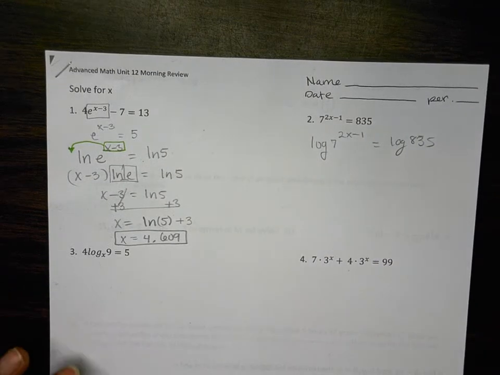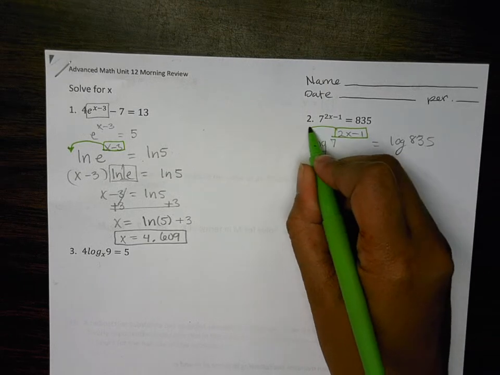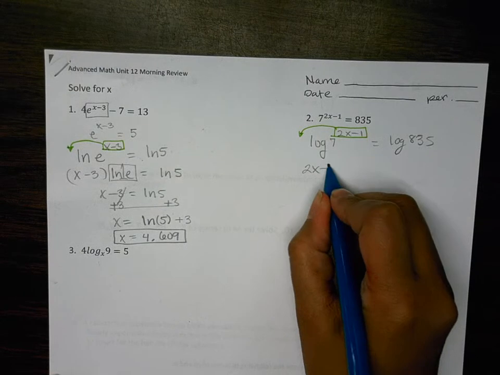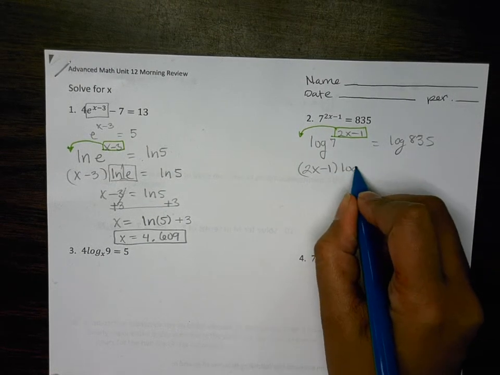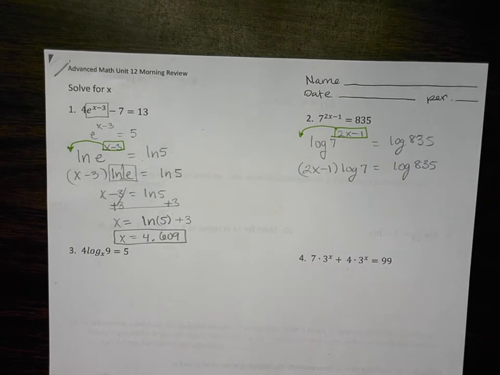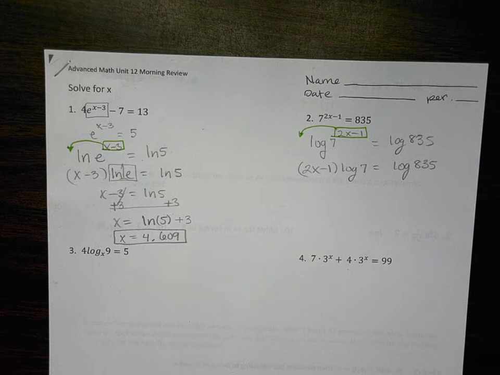And what's the whole reason we do this? To bring it down. Okay, 2x minus 1, parentheses, log of 7 equals log of 835. All right. Now, earlier on number 1, one of you told me that ln of e is 1. So it just kind of not disappeared, but it's gone. Do you agree? Does the same thing happen over there with log 7?